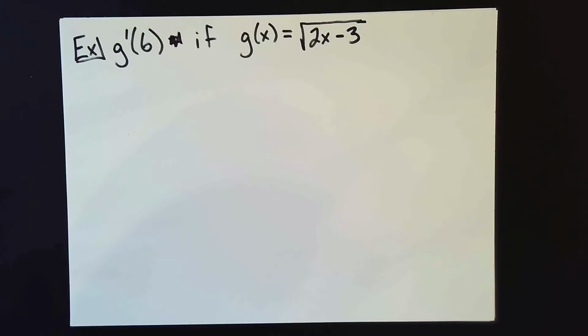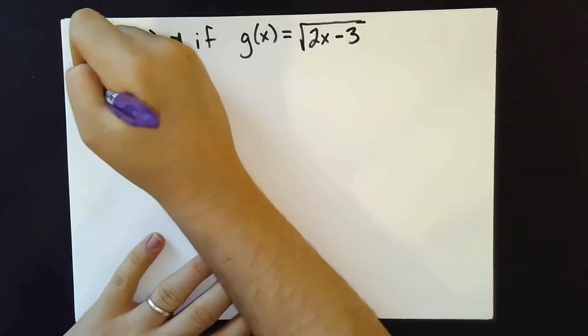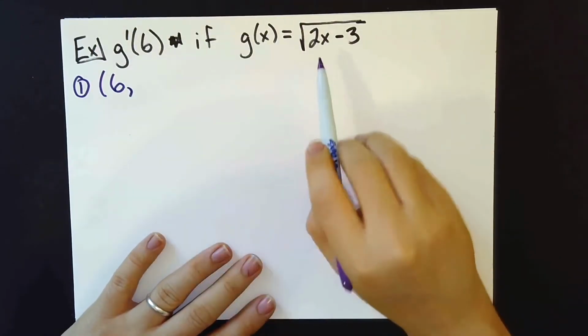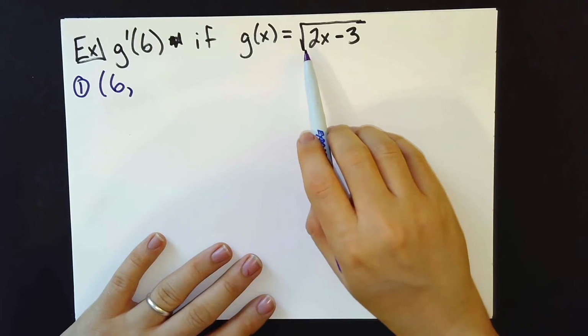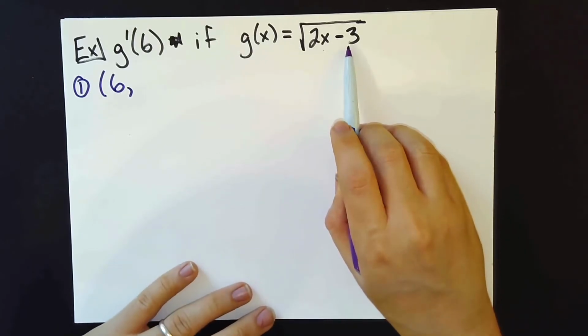Okay, so let's do another example here with a square root. So to start, let's write down the points. So 6, comma, and then I have to plug in 6 here, which will be 12 minus 3 under a square root. So that's 9 under a square root, so that's 3.